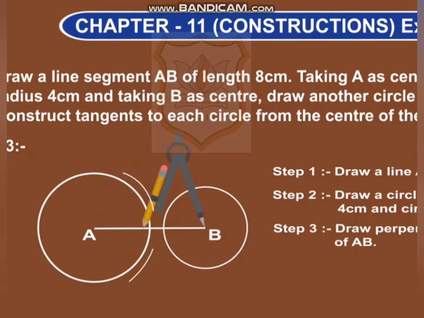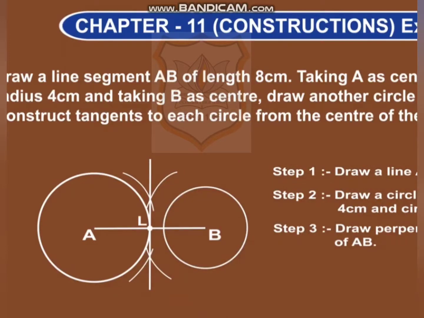And making arcs from point A and from point B, and by joining these two arcs we get a bisector. This is a bisector by joining the intersection of both arcs. Now name this point as L.